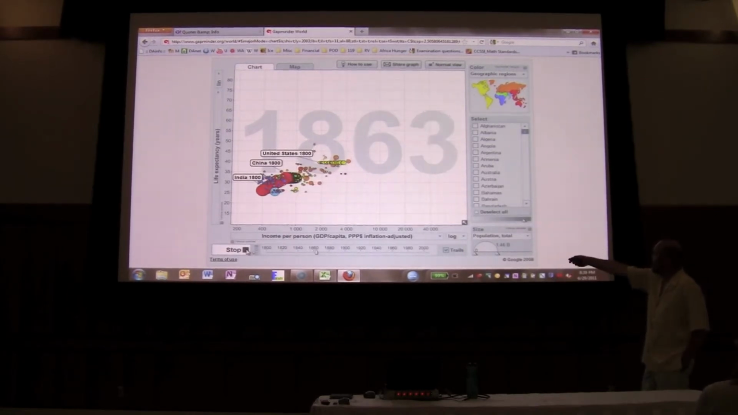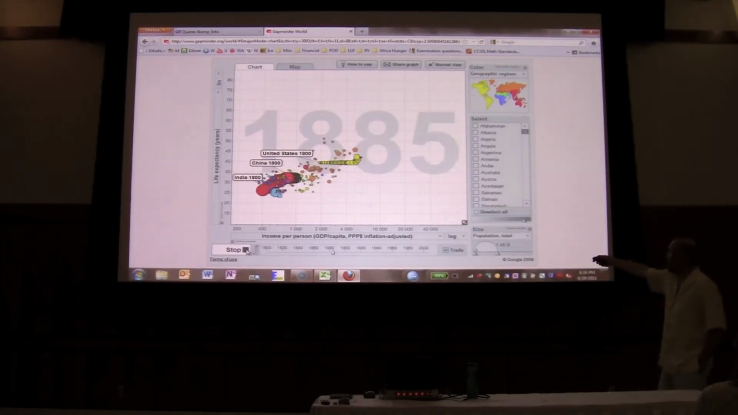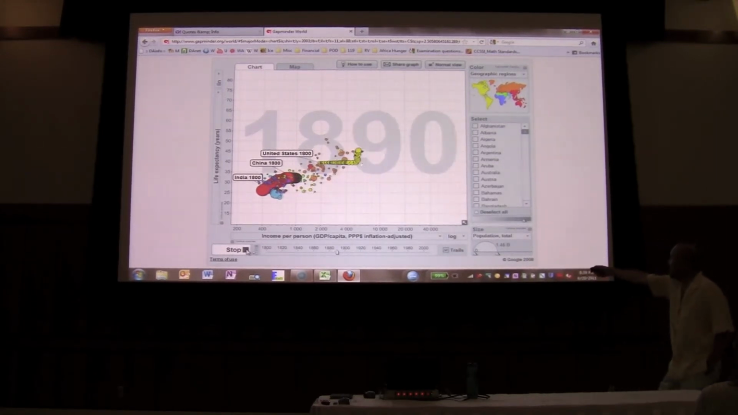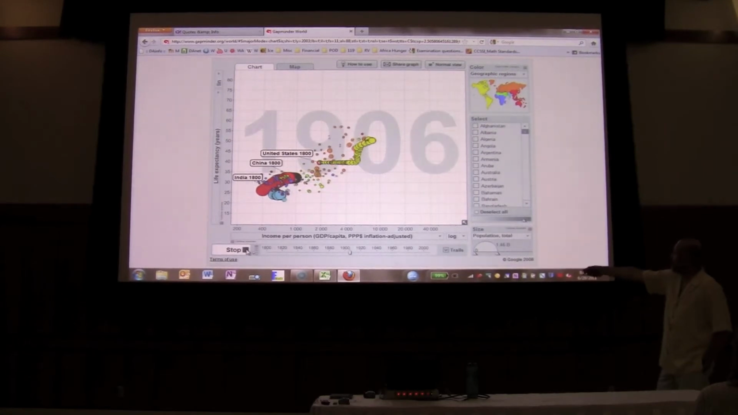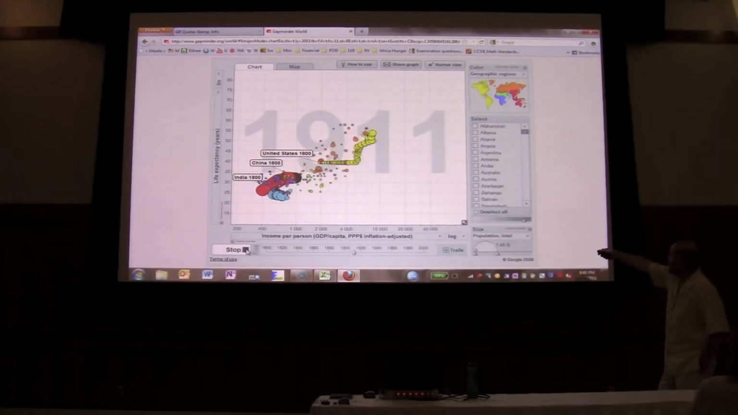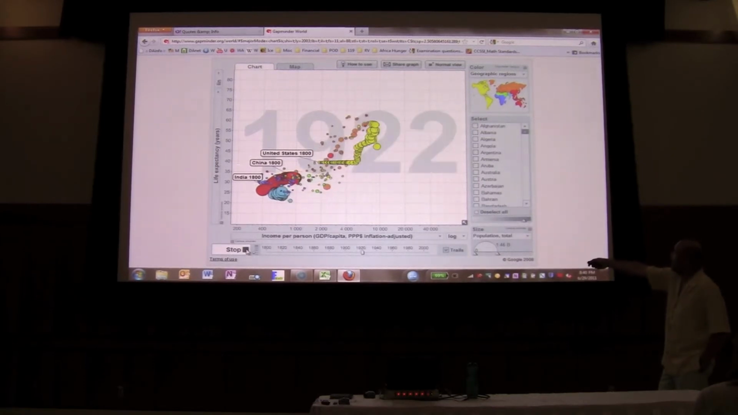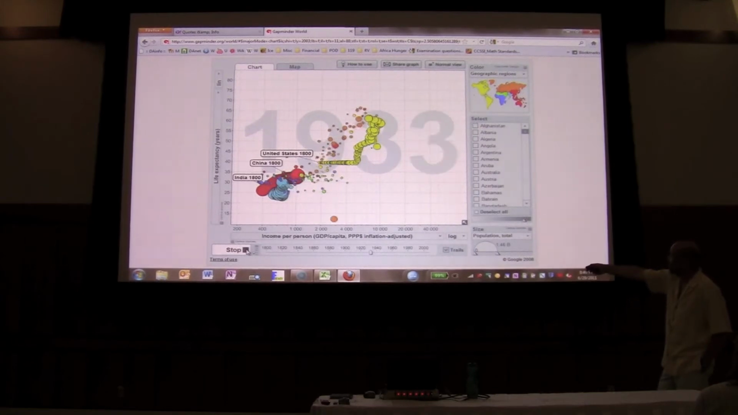Now we're in 1860. China is doing some movement down here, but nothing significant. The United States is moving up in income per person, but not in life expectancy. But in 1886, approximately, the United States starts moving up. India and China are still wallowing down here in poor land, and the United States is now moving up both in income per person and in life expectancy. Until now it's 1924, 1926. Look now, focus on what China does.